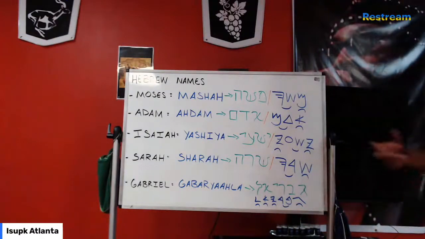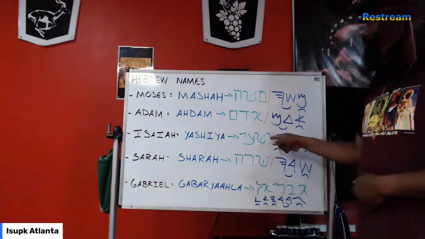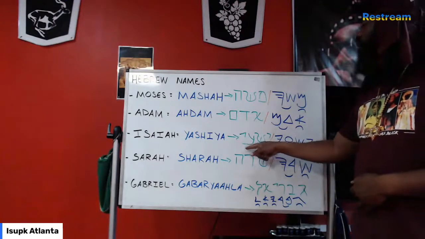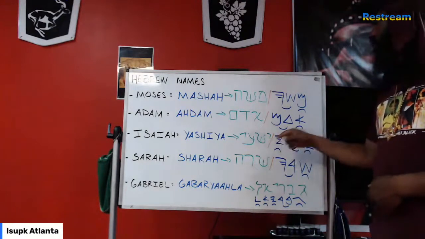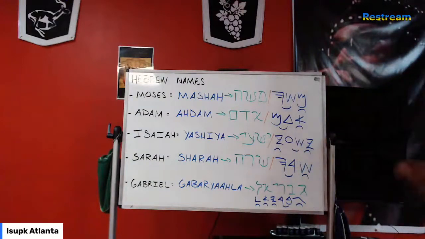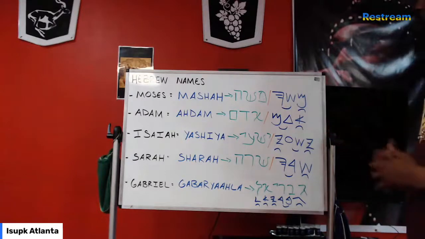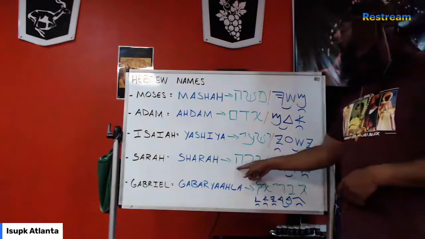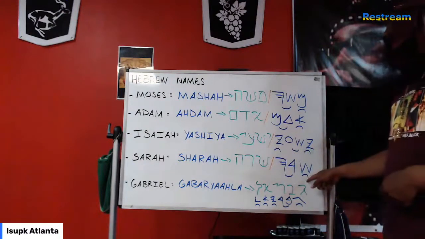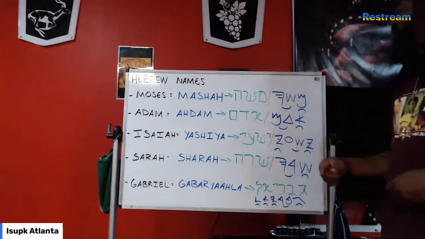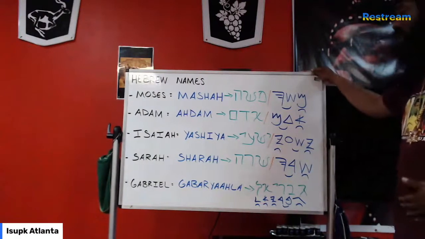Next, we have Isaiah or Yeshaya. We have the characters Yasha, I, and Yah. We put that together, Yeshaya. By request, we have Sarah, pronounced Shara, with Shara and Ha. We put that together, Shara. Then lastly, Gabriel.